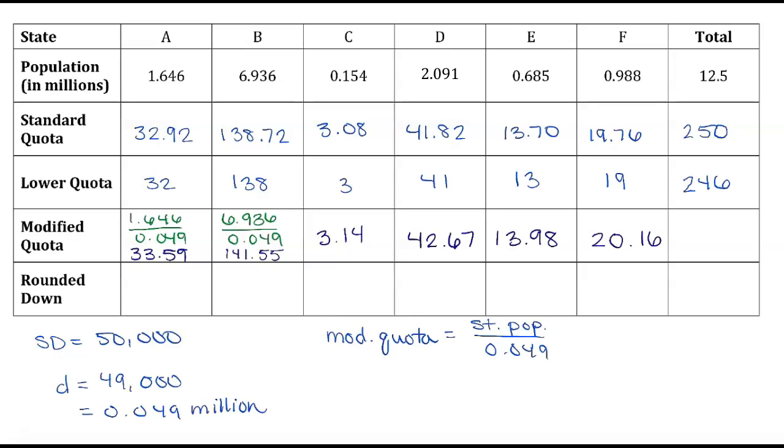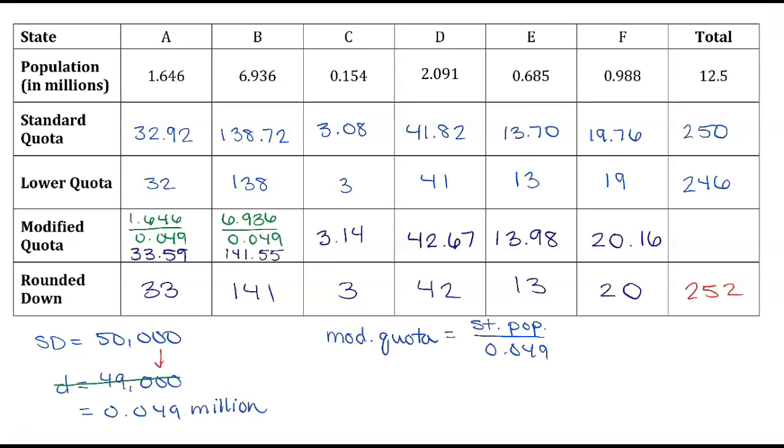Now that we have the modified quotas, using our modified divisor of 49,000, we can round all of these values down and see if it adds up to the right number of seats. Unfortunately, this adds up to 252, so we shot up too high. We started out too low at 246, and we came up too much to 252. That means we dropped down with our modified divisor a little too low. Now we have to go back and try a different modified divisor.